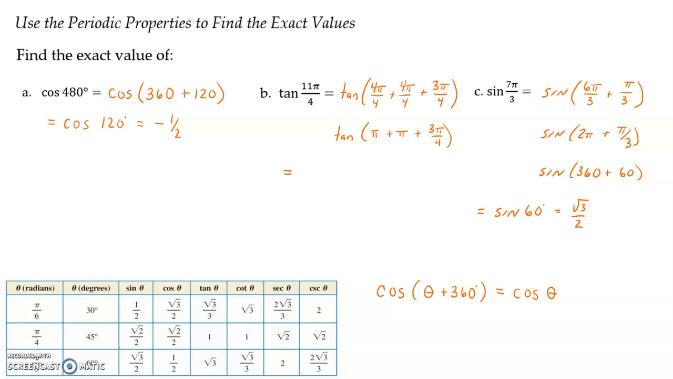So this should give us the same answer here of tangent of 3 pi over 4. If you would rather work in degrees, this is the same thing as tangent of 135 degrees. So our final answer here as an exact value is going to be -1.